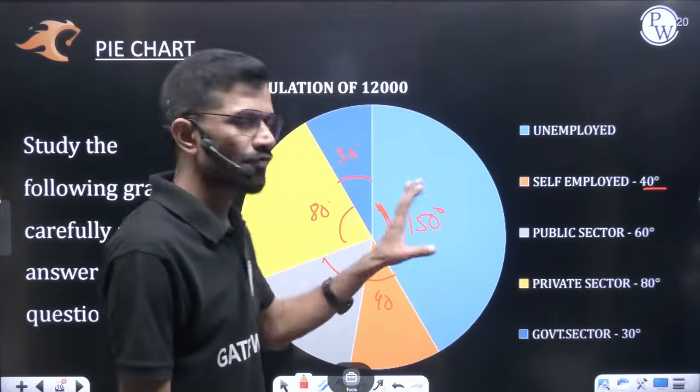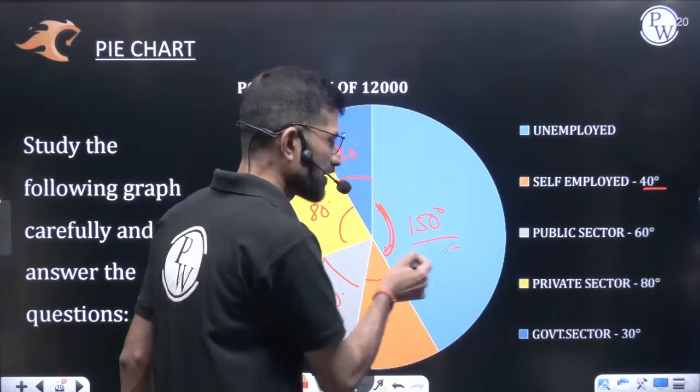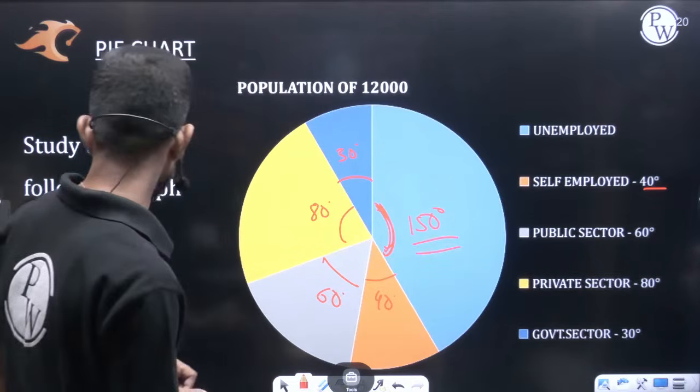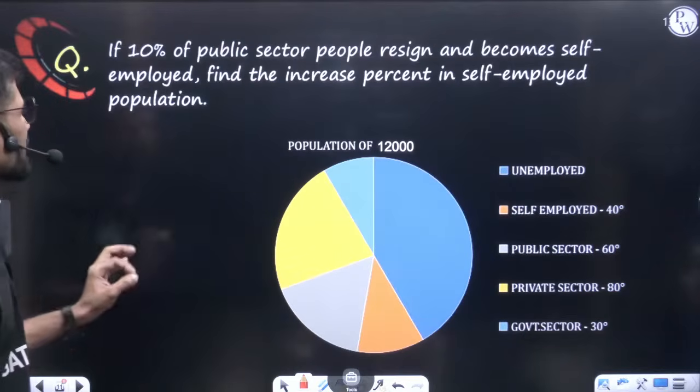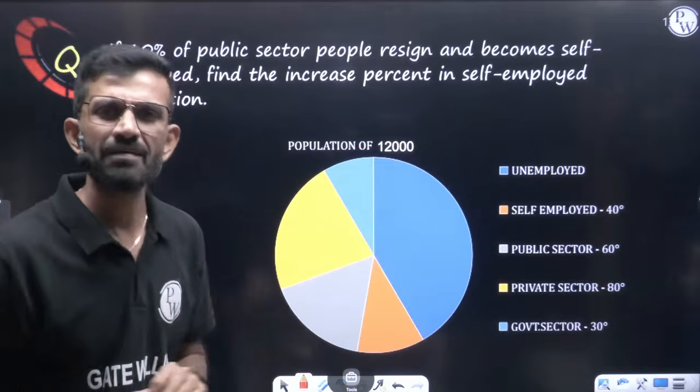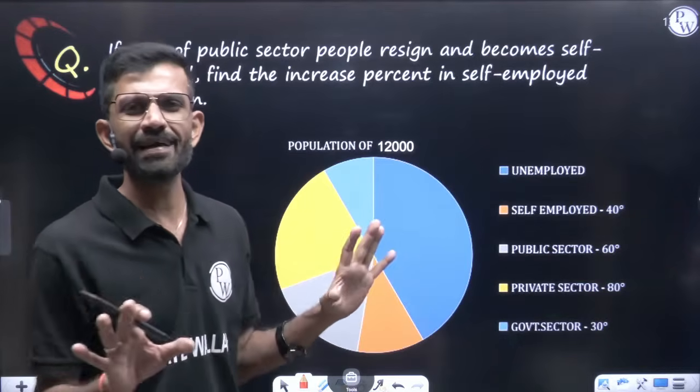So my dear friend, this is what they have presented. Though they haven't given it, first we'll find this one, because definitely there will be a question from this part. Now coming back to how the question will be. Here you can see, if 10% of public sector people resign, means they just declined to do the work.